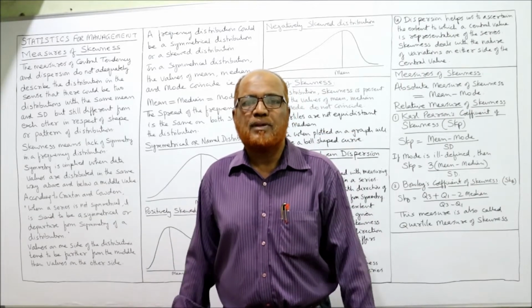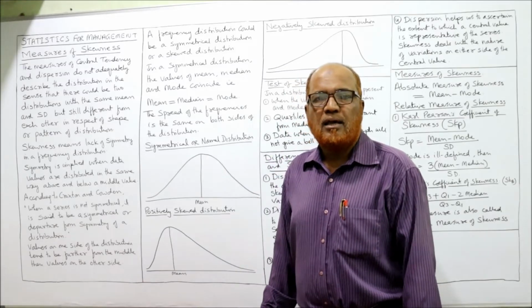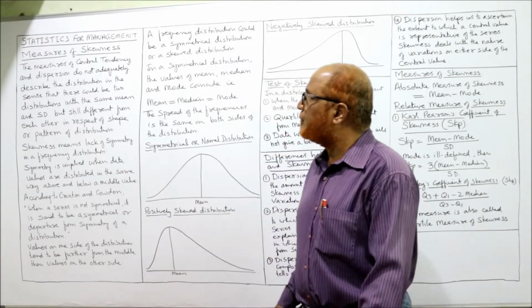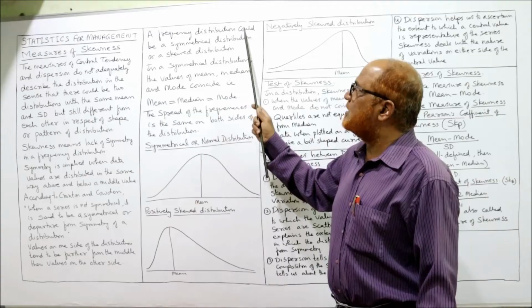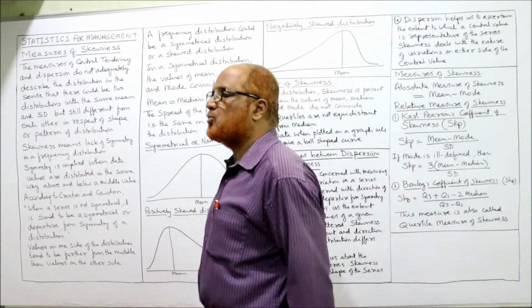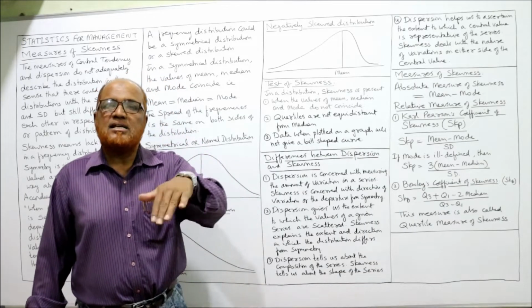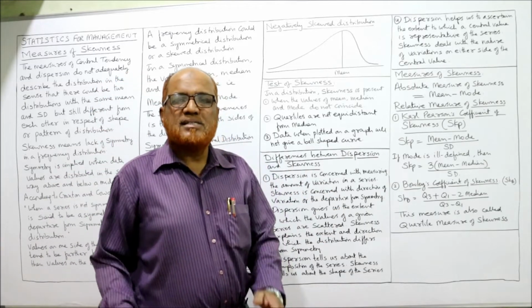Then it is called asymmetrical data or skewed data. Now in a diagrammatic form, I can explain. A frequency distribution could be a symmetrical distribution or a skewed one. Two types of distributions are there: one symmetrical distribution, another skewed distribution.